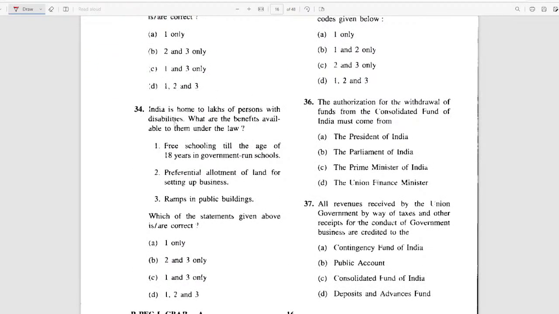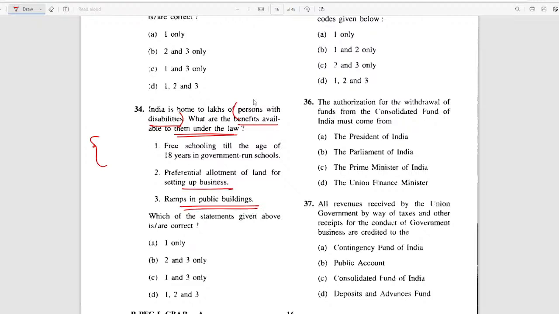India is home to lakhs of people with disabilities. What are the benefits available to them under the law? See, in mains, there is a topic called vulnerable sections and schemes for vulnerable sections. People with disabilities are also a part of vulnerable sections. And here they are asking what are the benefits available to them under the law. Your job is to find out other vulnerable sections and the measures or benefits that are available to them under law. For example, here they have told about persons with disabilities: free schooling till the age of 18 years in the government schools, preferential allotment of land for setting up of business, ramps in public buildings.